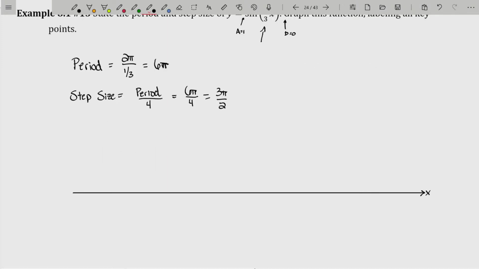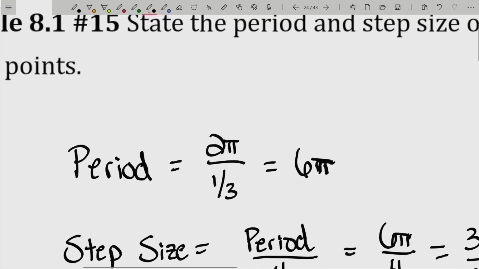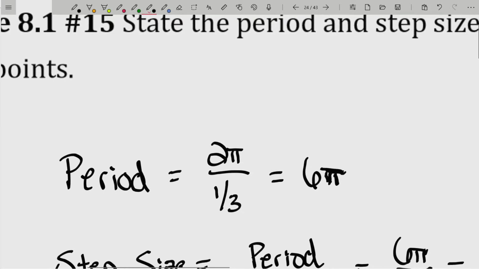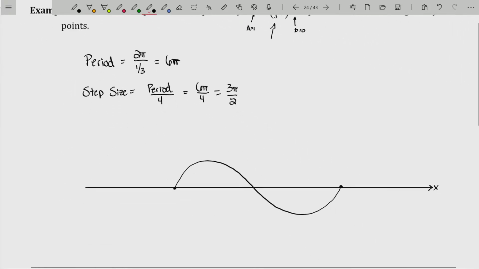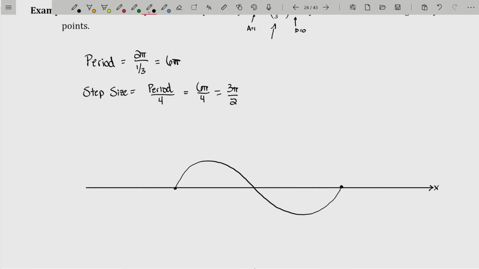Since there's not a horizontal shift or vertical shift, I don't have to worry about the midline being lifted off of the x-axis. So my midline is the x-axis. I'll just graph a standard sine curve, trying to be careful. Now, some people will say, wait, shouldn't I make that stretched out because the period is like 3 times more than the regular period? No, you don't have to actually stretch it out because you're going to label everything. So the scale will stretch things out for you.